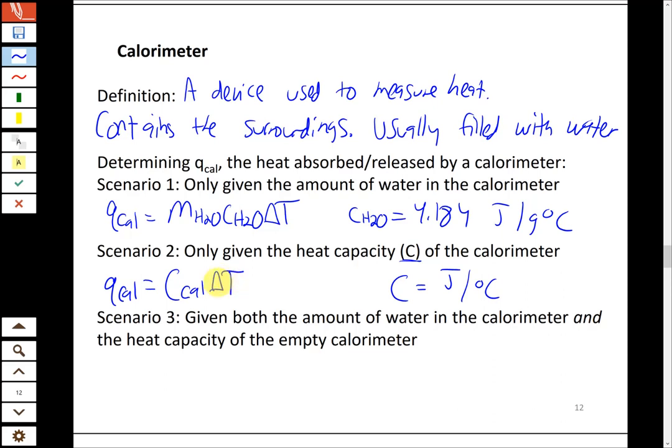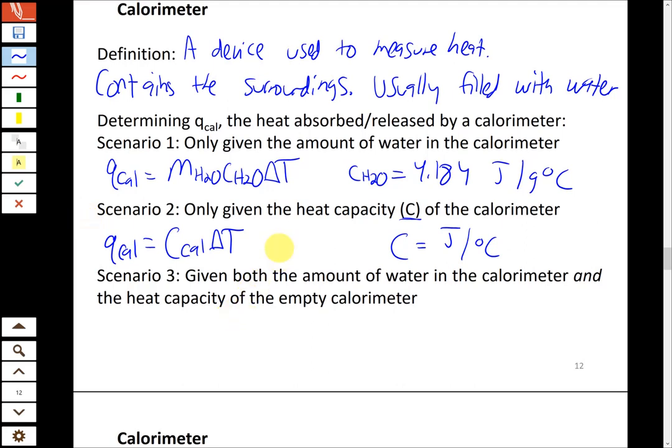Okay, so that would be a situation where we just combine everything into one big term. It's just a single heat capacity in joules per degree Celsius. You don't know how much water is in the calorimeter. You don't know anything else except for a heat capacity term, and that's all you need. Now, the last situation is we give you both of these pieces of information. So we'll tell you how much water is in the calorimeter, and we'll tell you the heat capacity of the empty calorimeter, so the calorimeter that doesn't have water in it. And in that case, you have to add those two terms together. So the heat for your calorimeter would be the heat capacity of the calorimeter times delta T. That's the amount of heat absorbed by the calorimeter itself, plus mc delta T, the amount that's absorbed by the water.